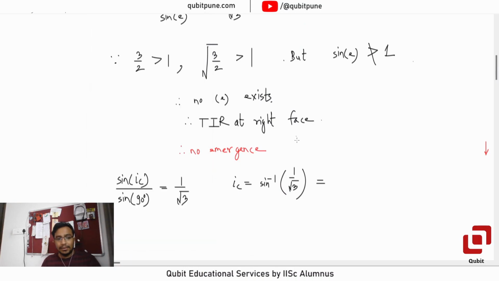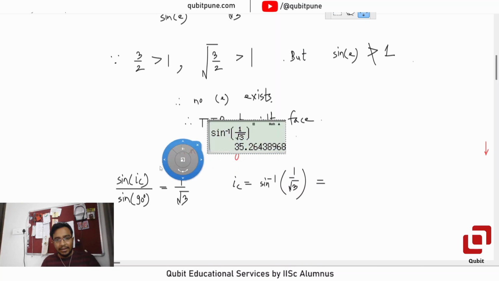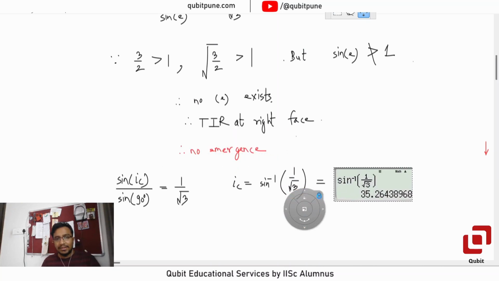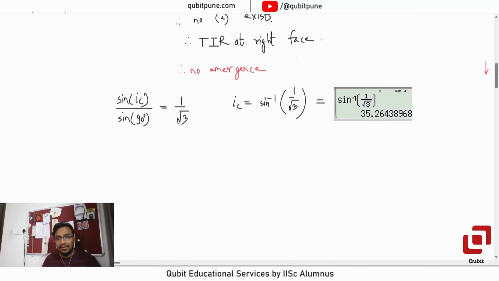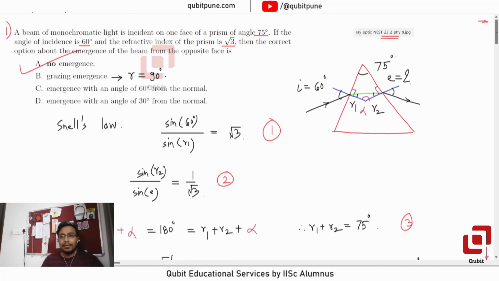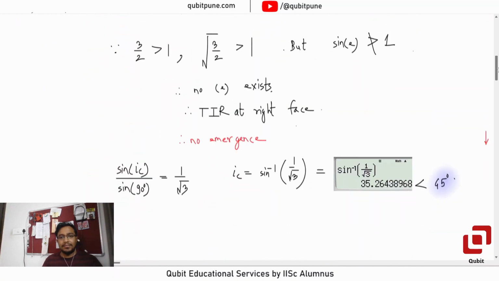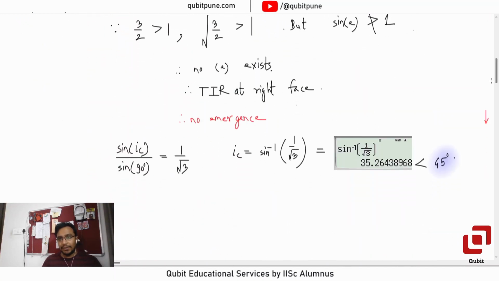And look, what angle have we got as our angle of incidence? I think it is 45 degrees. Yes, R2 is 45 degrees, and because 45 degrees is greater than this angle, it will not come out. You can also argue that way. Okay, so that question is done. I hope you understood how we found out the critical angle.